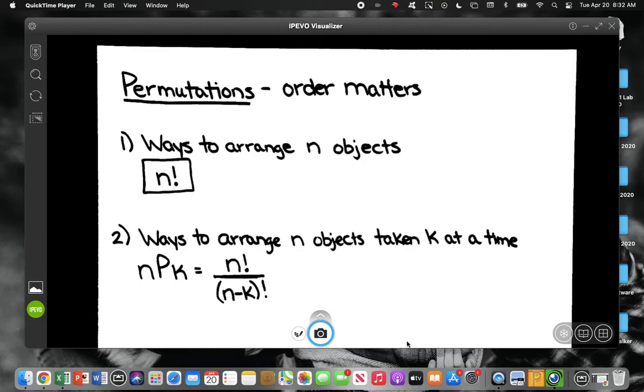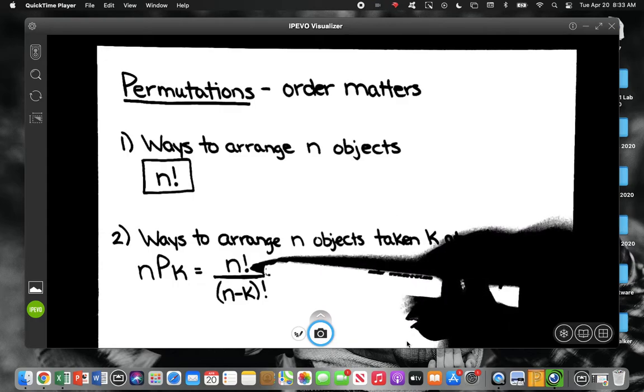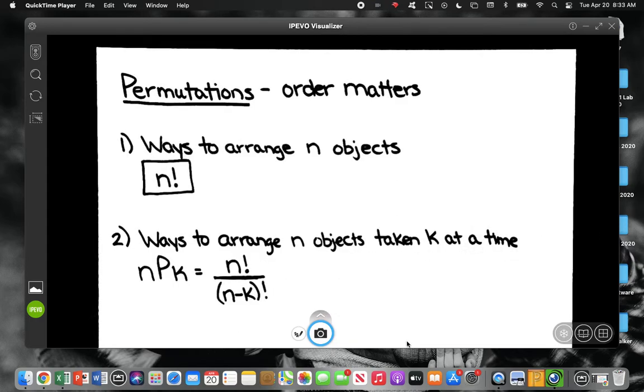I just used N and K because those are the common letters that we use. Sometimes you also see R's. I think in the packet it had R's. In some textbooks it has K's. So if you are selecting objects there, we would do N factorial and then divide it by N minus K factorial. So I just want to write a couple examples.